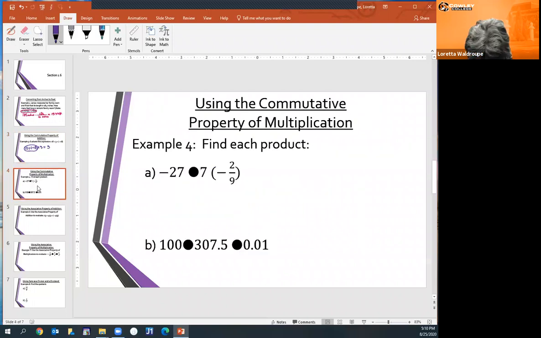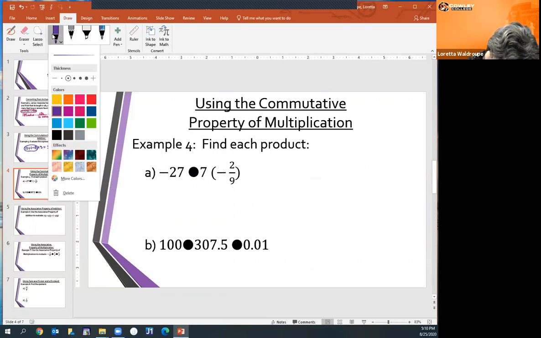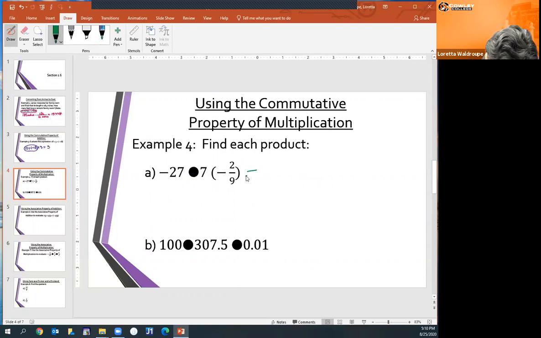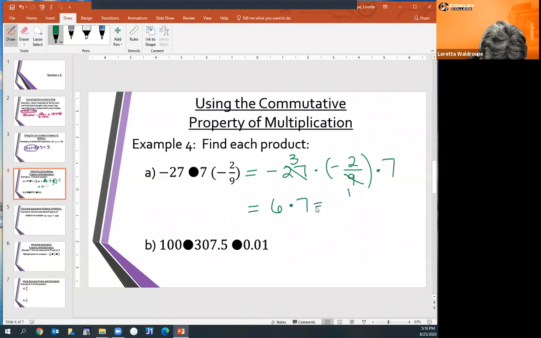Okay, the commutative property of multiplication says the same thing. I can take this and I can multiply in any order. So I can do the negative 27 times the negative 2 over 9, because I know that 9 goes into 9 once and into 27 3 times. So negative 3 times negative 2 is 6, but I still have to take it times the 7, and 6 times 7 gives me 42. So the commutative property of addition and multiplication just lets you rearrange them.